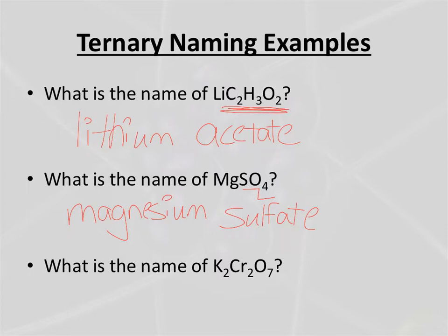The last example, K2Cr2O7. You definitely have to make sure that you can identify what part of it is the polyatomic. We've got K, which is potassium. And then we've got Cr2O7, which is our polyatomic in this case. Cr2O7 is called dichromate.